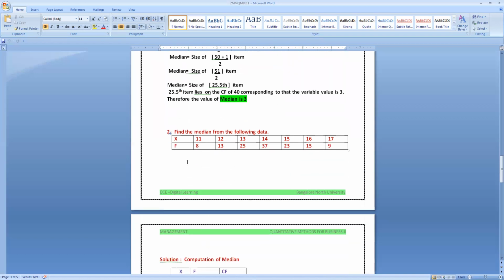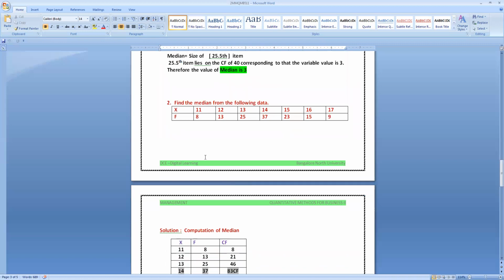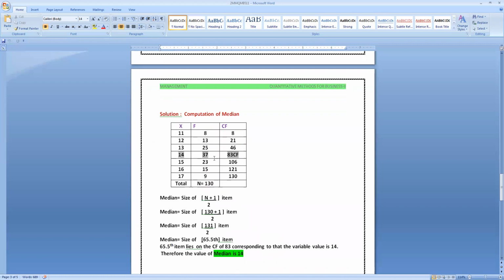Let us then see one more question. Find the median from the following data. The variables given are 11, 12, 13, 14, 15, 16, 17, and the frequency values are 8, 13, 25, 37, 23, 15, and 9. Let us compute the median. As given in the question, the x values are marked first, second is f, and then we have to calculate the CF column. So 11, 12, 13, 14, 15, 16, 17 is the variable column, and the f column as given in the question is 8, 13, 25, 37, 23, 15, and 9. Total frequency is 130.